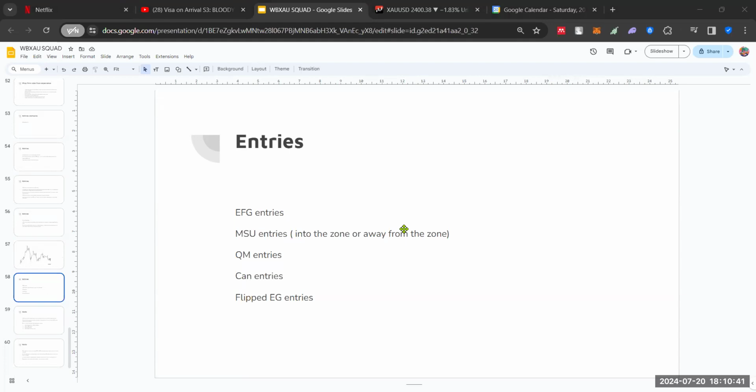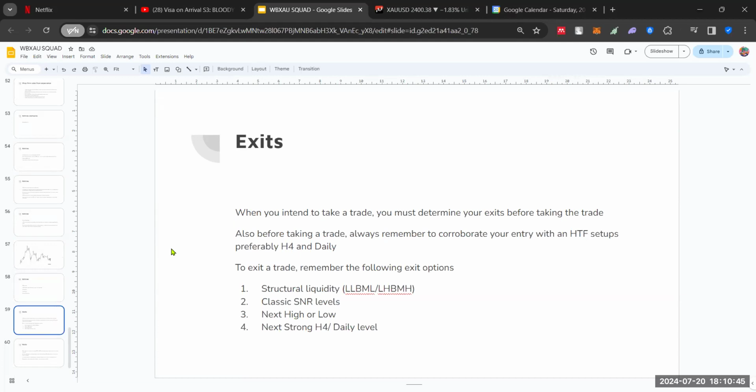All right, for your exits, when we enter trades, where do we desire to take or exit the position? It's usually good that before you take a trade, you know the level where you want to exit that trade before you actually enter the trade. So where are the levels we want to exit trades? Number one is we want to exit trades at structural liquidity levels. That means the last low before the main low or the last high for the main high. We also want to exit trades at classic SNR levels.